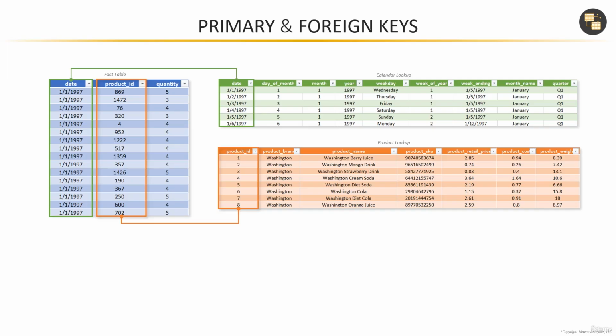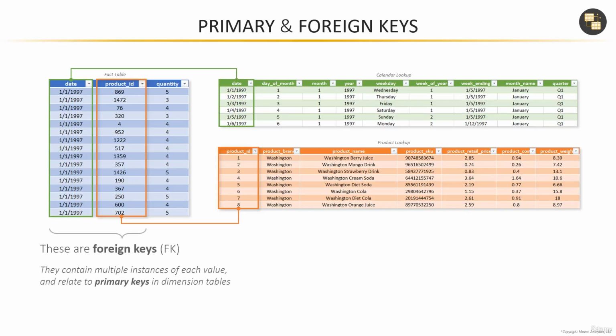And while technically they're all considered key columns, there are two different types of keys that are really important to understand. In our fact table, the data and product ID columns are known as foreign keys, sometimes marked with an FK. Now, what's important to understand about foreign keys is that they can contain multiple instances of each value, and they relate to the primary keys in our dimension tables.